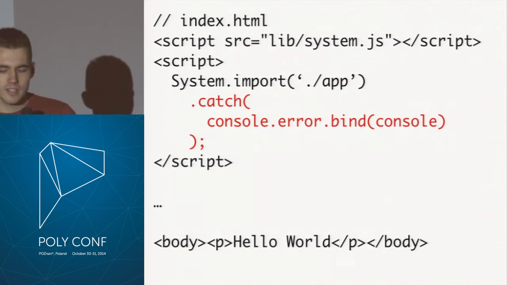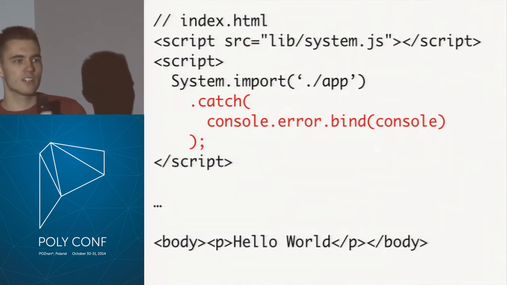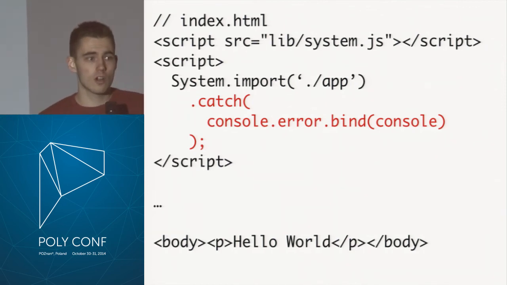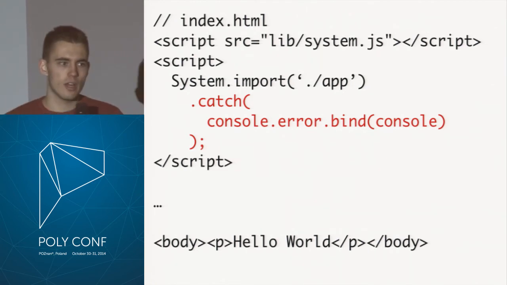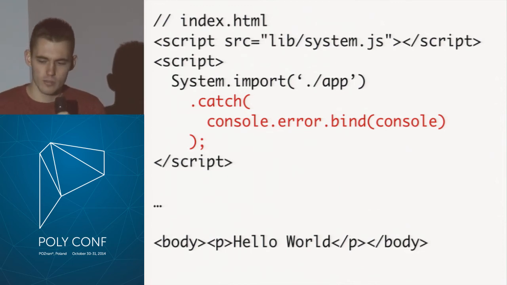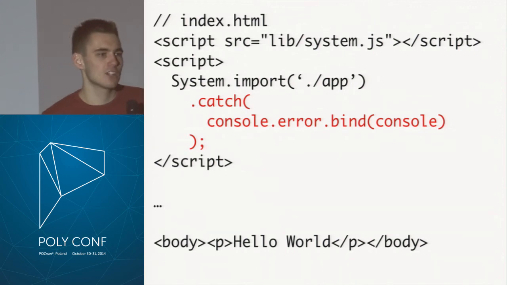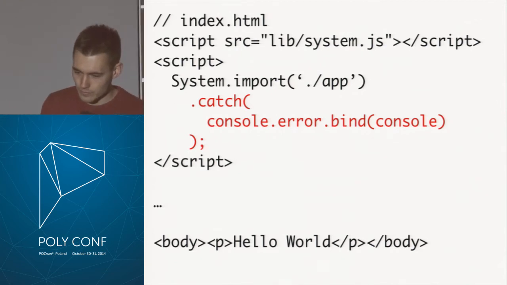So if you are going to go and play with this stuff, you need to do System.import app and then give it a call to catch. Now, catch is what's called if a promise rejects. So if something went wrong and a promise rejects itself, whatever function you give to catch will be called. And here I'm just giving it console.error, but we have to bind it to the console because JavaScript. But this makes sure any errors actually get logged to the console. And having been there, trust me, this will save you a lot of pain down the road.